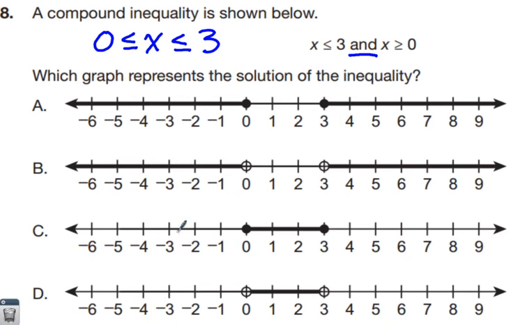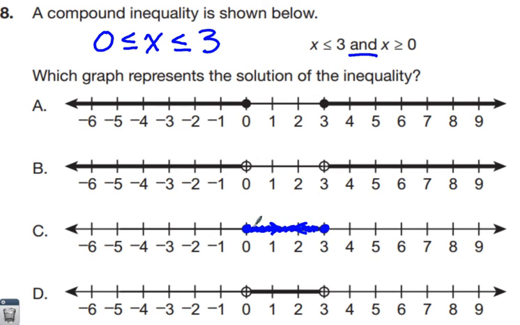I'm going to go down here to C to start and kind of go, okay, well, x is less than or equal to 3. That's a solid circle because of the "or equal to," and that goes that way. And x is greater than or equal to 0. Again, it's a filled in circle on the 0, and everything greater than.